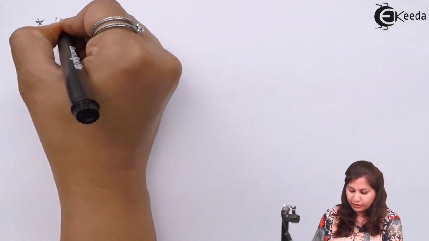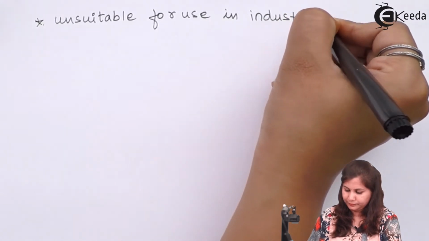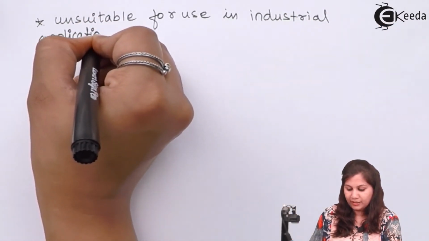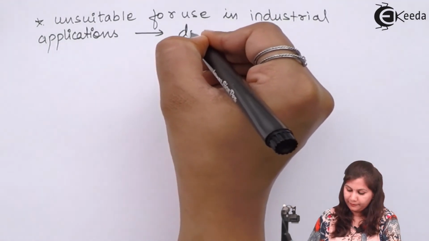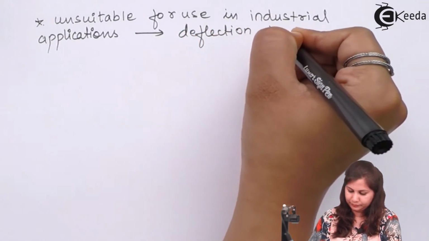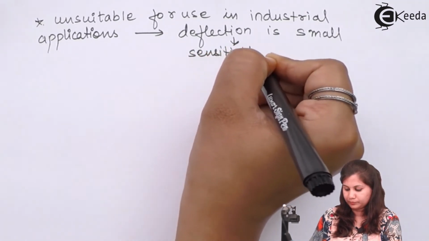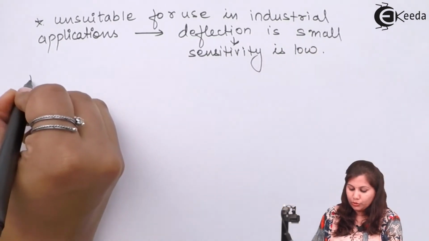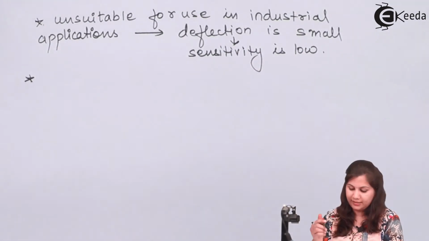Now this bimetallic strip which we have studied here, which is in the form of a strip of length L, is unsuitable for use in some conditions. In industrial applications, it cannot be used because the deflection which is caused is very small. So that small deflection cannot be used for industrial applications. Deflection is small and so sensitivity is low. So to increase the deflection and to increase the sensitivity, the length of the bimetallic strip is increased.